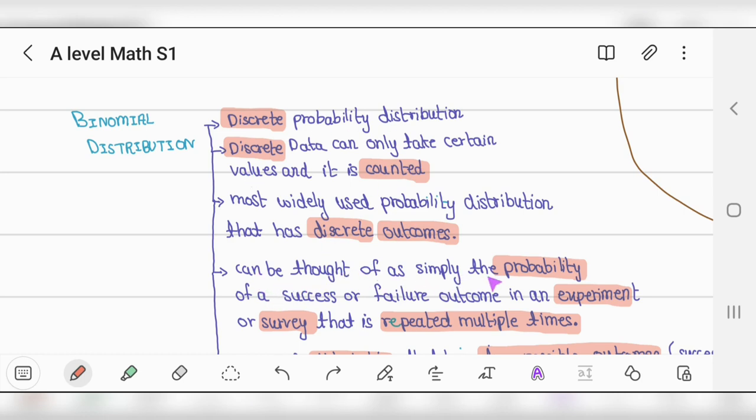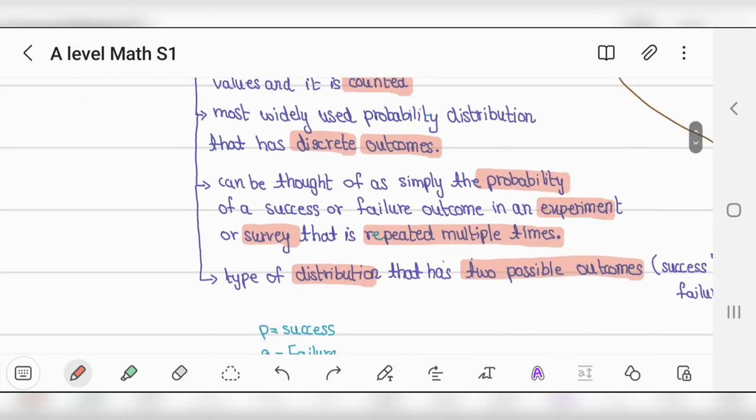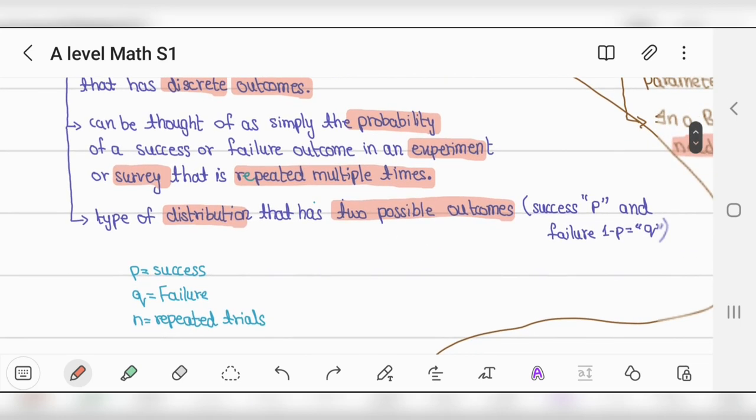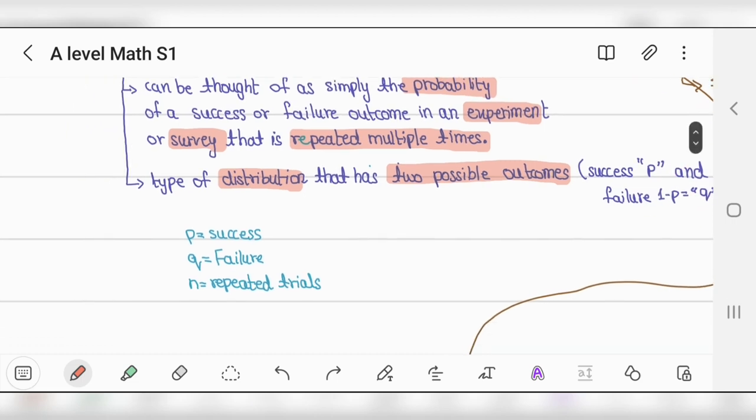It can be thought of as simply the probability of a success or a failure. Okay, this distribution involves having a probability of success or failure as the outcome in an experiment or a survey that is repeated multiple times. So it is a type of distribution that has two possible outcomes, success or failure. Success is P, and failure is obviously 1 minus P, which is equal to Q, the inverse of P. So what you have is P, success, Q, failure, and N is repeated trials.